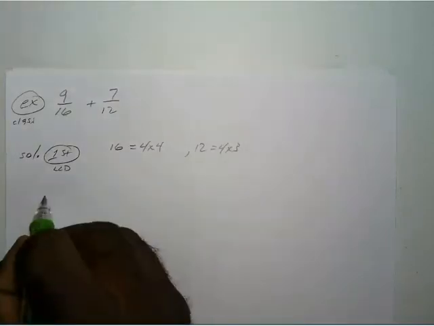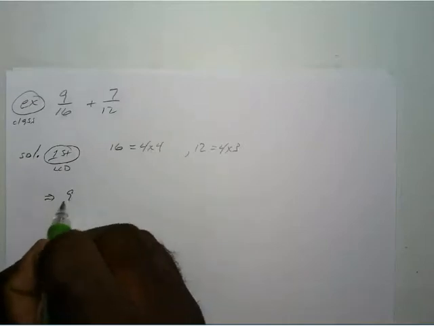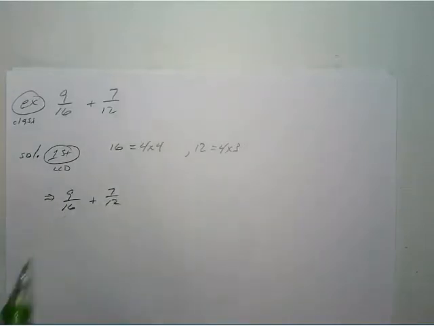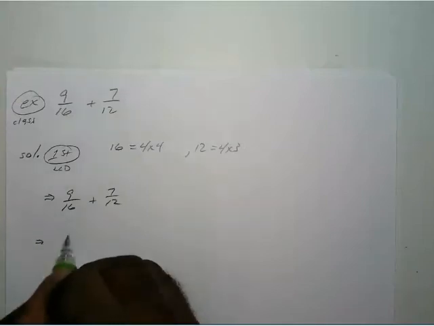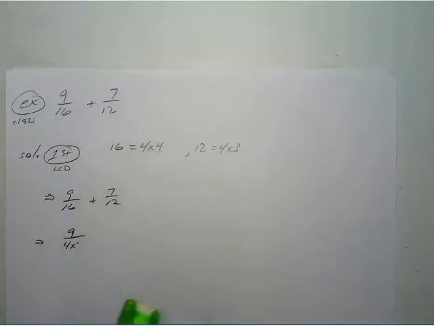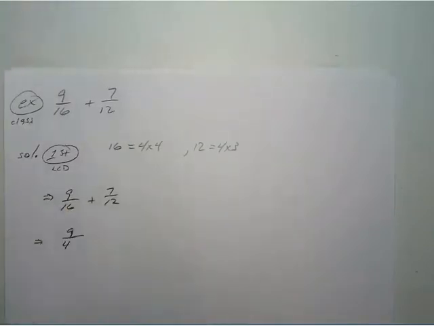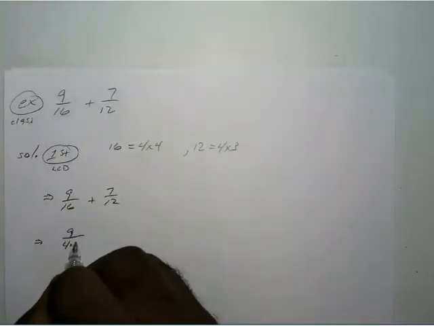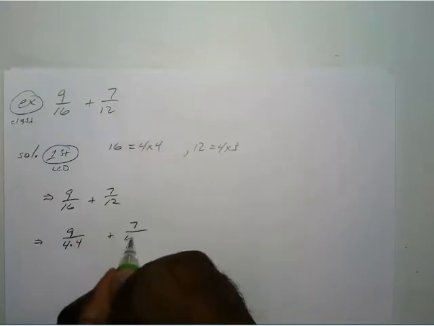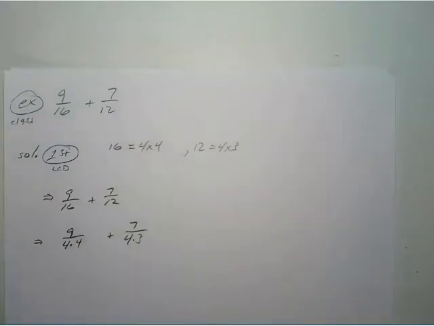Okay, so we rewrite 9 over 16 plus 7 over 12. We rewrite our denominator. So we have 9 over 4 times 4. Well, instead of the x, I'm going to use the dot for multiplication. Plus 7 over 4 times 3.